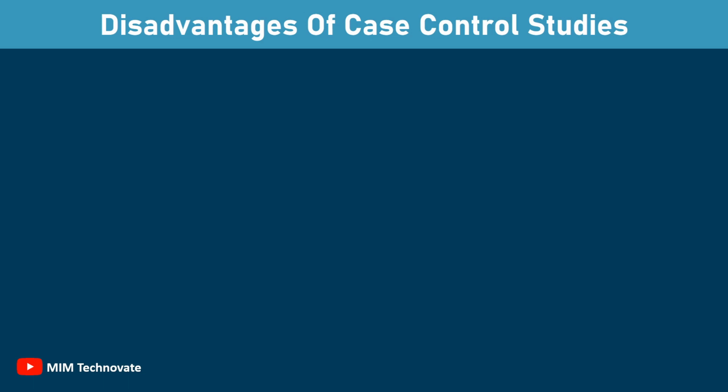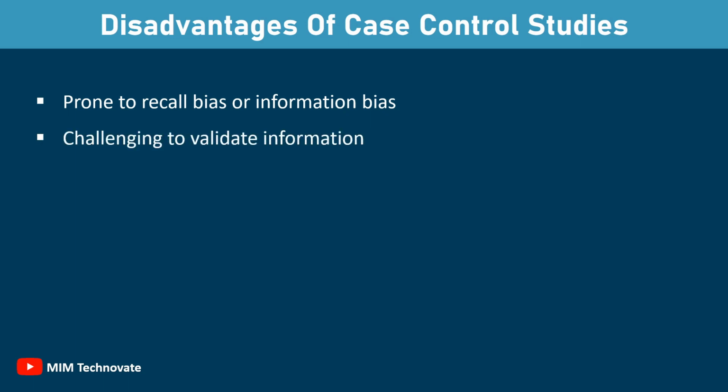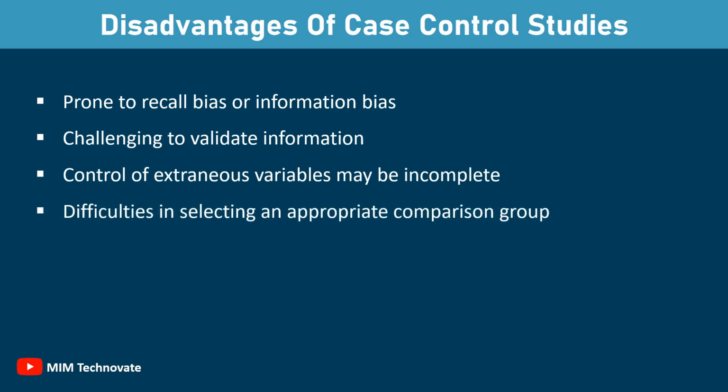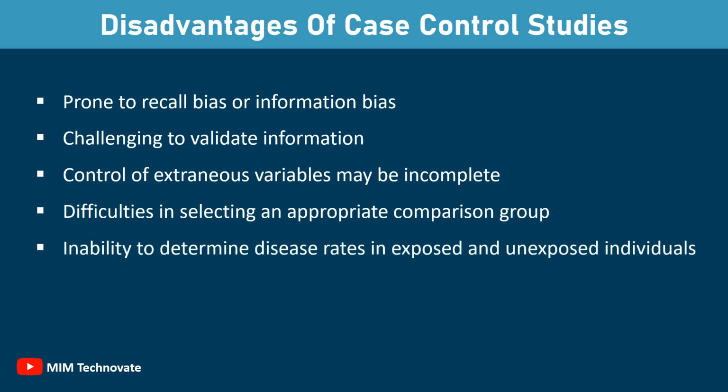Disadvantages of case control studies. Prone to recall bias or information bias. Challenging to validate information. Control of extraneous variables may be incomplete. Difficulties in selecting an appropriate comparison group. Inability to determine disease rates in exposed and unexposed individuals.